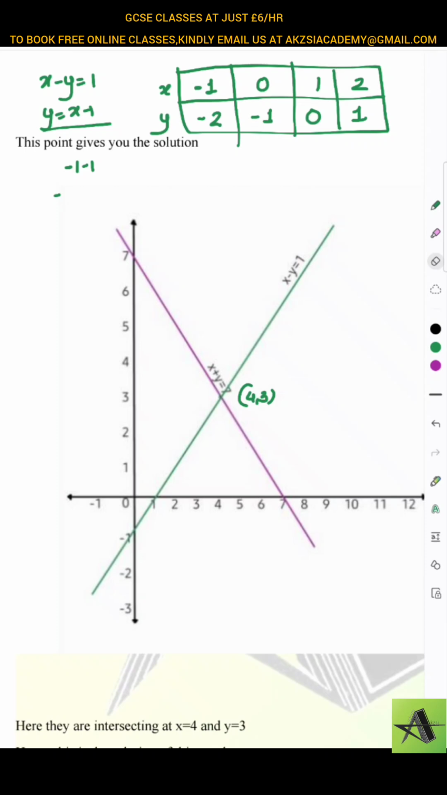So that's it for today. This part is mainly for the foundation tier and higher tier both. But in simultaneous equations, the second part is only for higher tier, so that we will be doing in the next class. But before that, we will be doing the worksheet on simultaneous equations.